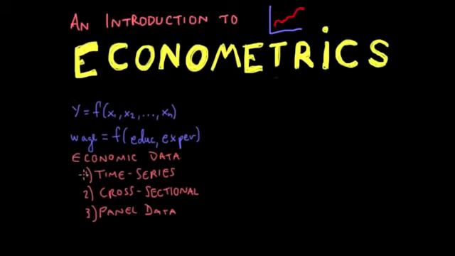So time series is observations over time. It's the most basic. An example would be, say, GDP measured for 10 years in one specific country. So Canada's GDP for 10 years, which is pretty basic.